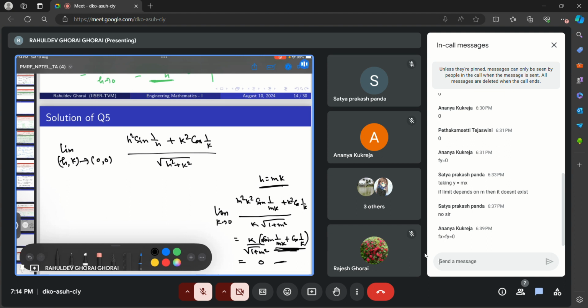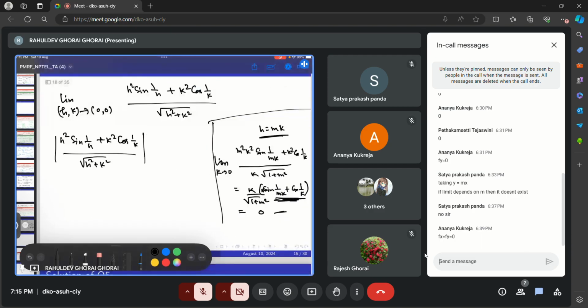So you will see the limit will be 0 here, not because of what we did here, but because of this quantity. See, h square sine 1 by h plus k square cos 1 by k over square root of h square plus k square. This quantity is less than or equal to the modulus of h square sine 1 by h plus k square cos 1 by k over square root of h square plus k square.